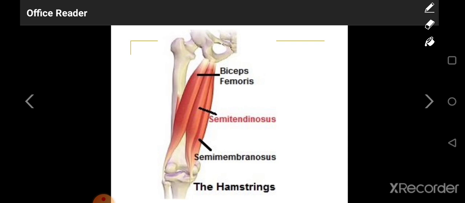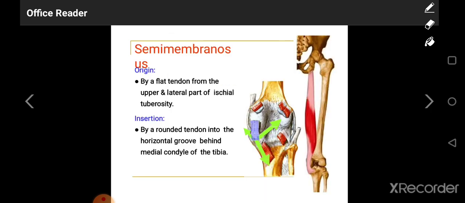So here we can view the muscles of back of thigh, the biceps femoris long head, semitendinosus, semimembranosus, originating from ischial tuberosity. So semimembranosus muscle takes its origin by a flat tendon from the upper and the lateral part of the ischial tuberosity, as we have discussed in the previous slide, and it is inserted by a rounded tendon into the horizontal groove above behind the medial condyle of tibia. So here we can see in the image, this is the insertion of semimembranosus muscle.